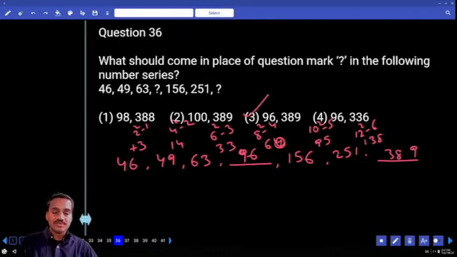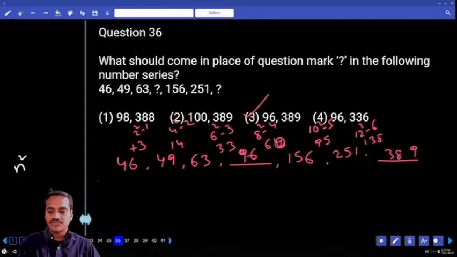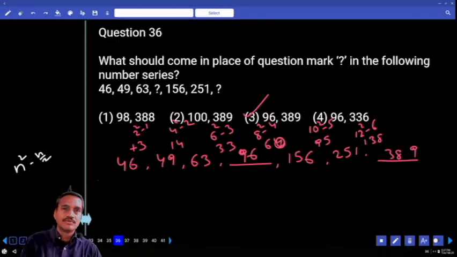And so the difference between the numbers can be written as n square minus n by 2, where n is an even number, 2, 3, 4, 5, 6. Clear? It can be written as n square minus n by 2, where n is even.